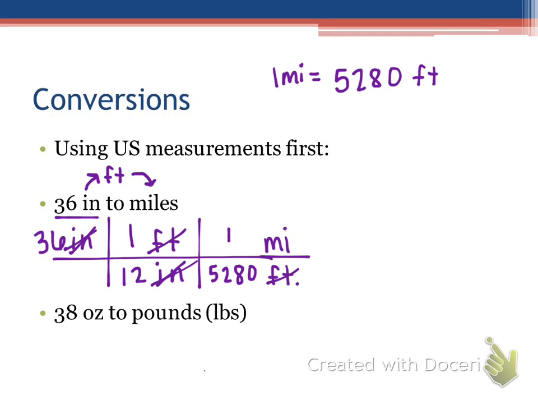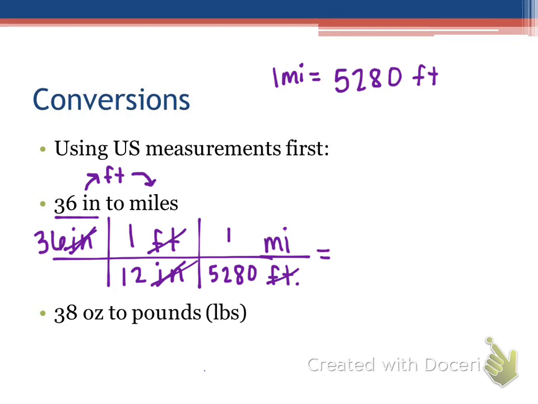Is that what I want it to be? Yes. So now to complete this problem, I multiply across the whole top, divide by the whole bottom. So I take 36 times 1 times 1. You don't have to plug that into your calculator, it's just multiplying by a 1. Then we divide by 12, divide by 5,280. Or in your calculator you could do divide by parentheses 12 times 5,280, close parentheses. There are 2 ways you could do that in your calculator.